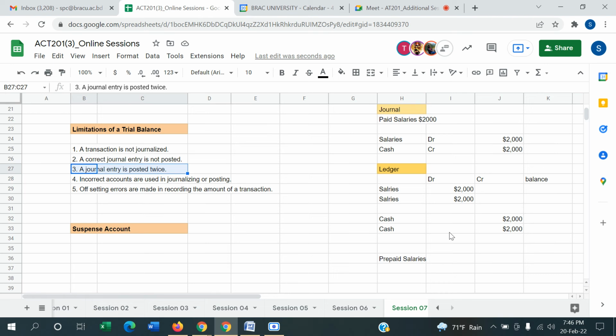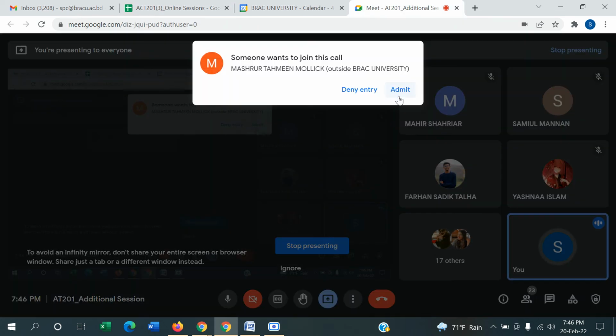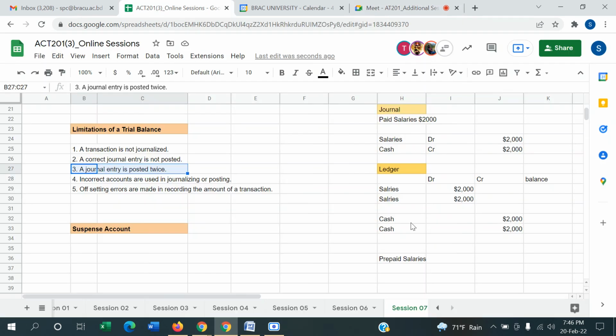It's a mistake, but I don't think it will interrupt the total balance. No, it will not interrupt the total balance. Total balance will be the same in both debit and credit. But my query is, if the situation is like that, you have paid salaries 2000, and if you recorded it twice, or if you posted it twice, what would be the problem?